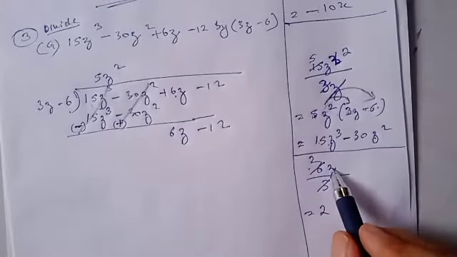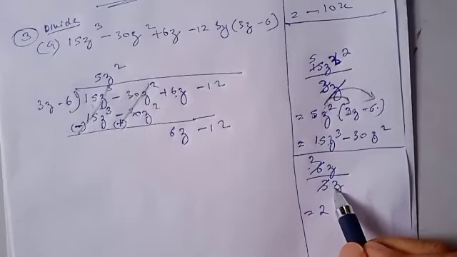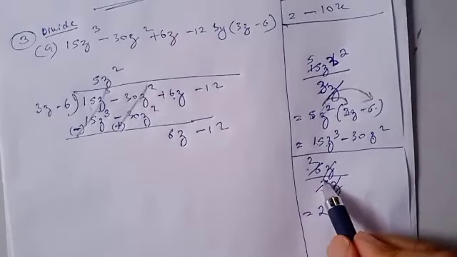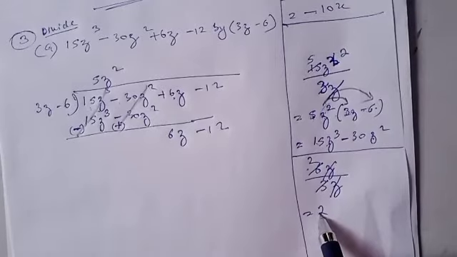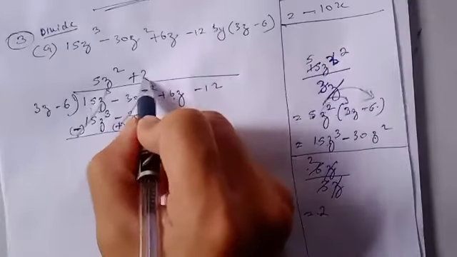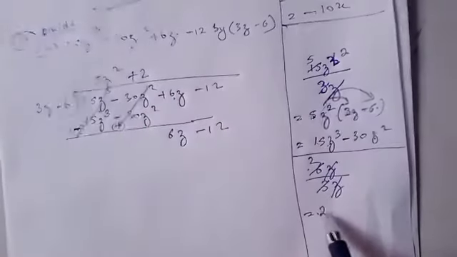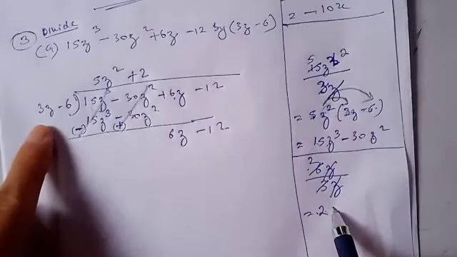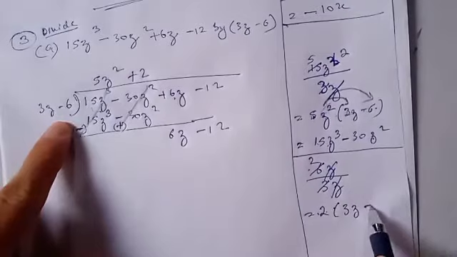What about z? In the numerator we have 1z, in the denominator we have 1z. Only 1z, so we cancel it. No more z, right? So 2, which means plus 2. This plus 2, you write it here in the quotient. Plus 2, okay? Again, this plus 2 times the divisor, that is 3z minus 6.